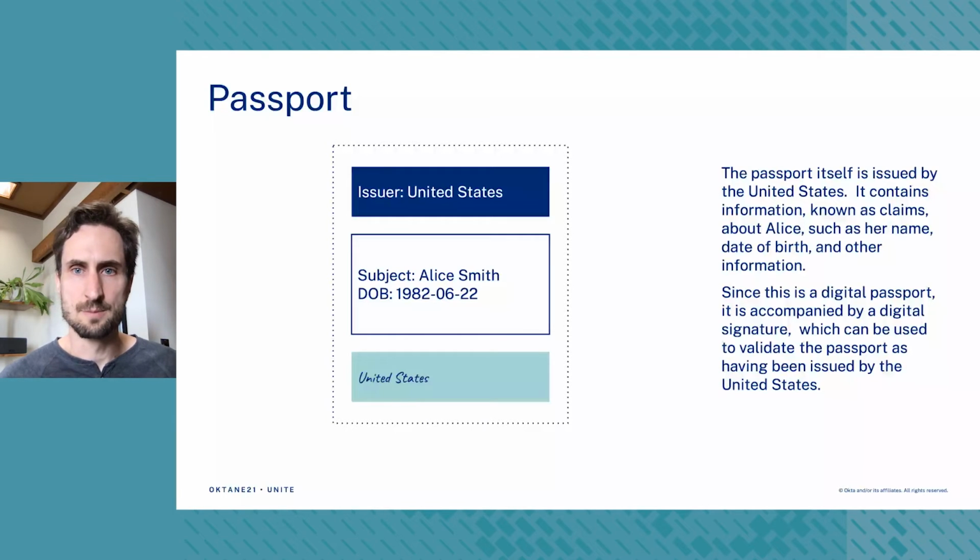Similar to a physical passport, the passport is issued by the United States and contains information about Alice. These bits of information are known as claims and convey Alice's name, date of birth, and other details. As this is a digital passport, it is accompanied by a digital signature. This digital signature is the equivalent of the anti-tampering mechanisms found on a physical passport. Once verified, the digital signature confirms that the passport was indeed issued by the United States and that the information contained has not been modified.